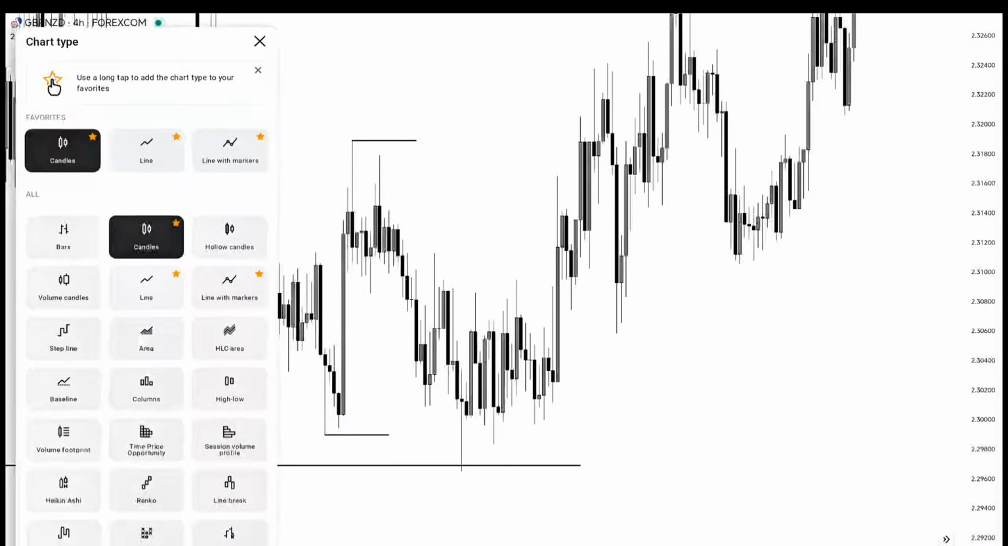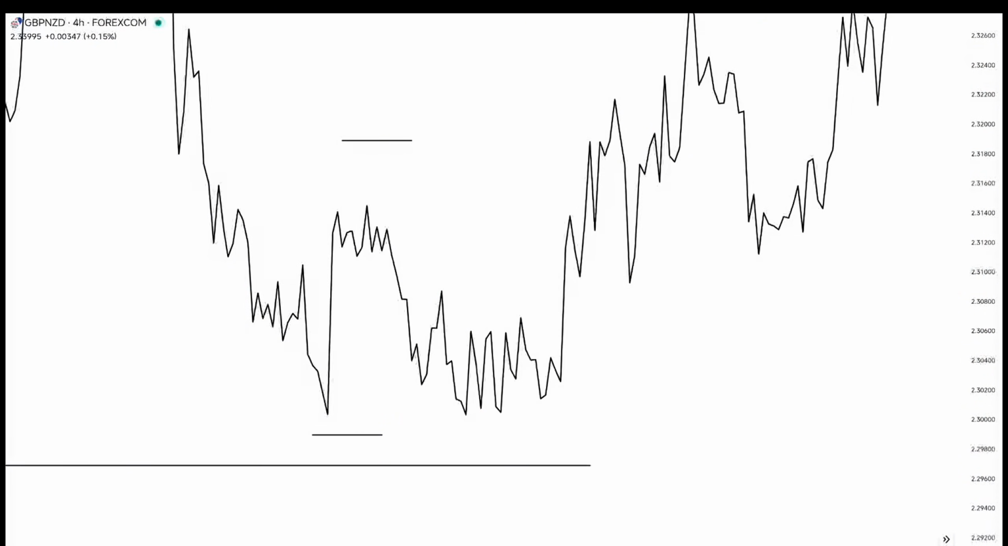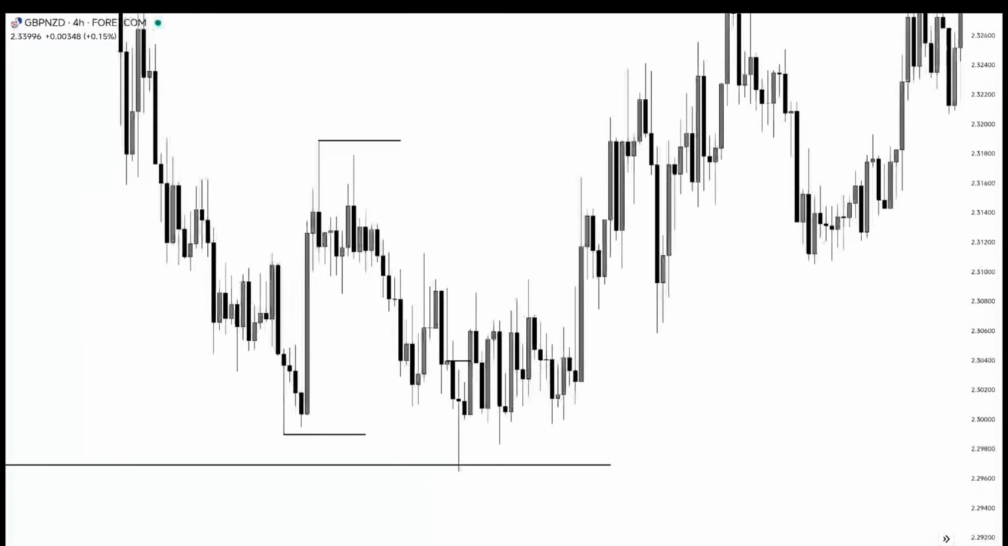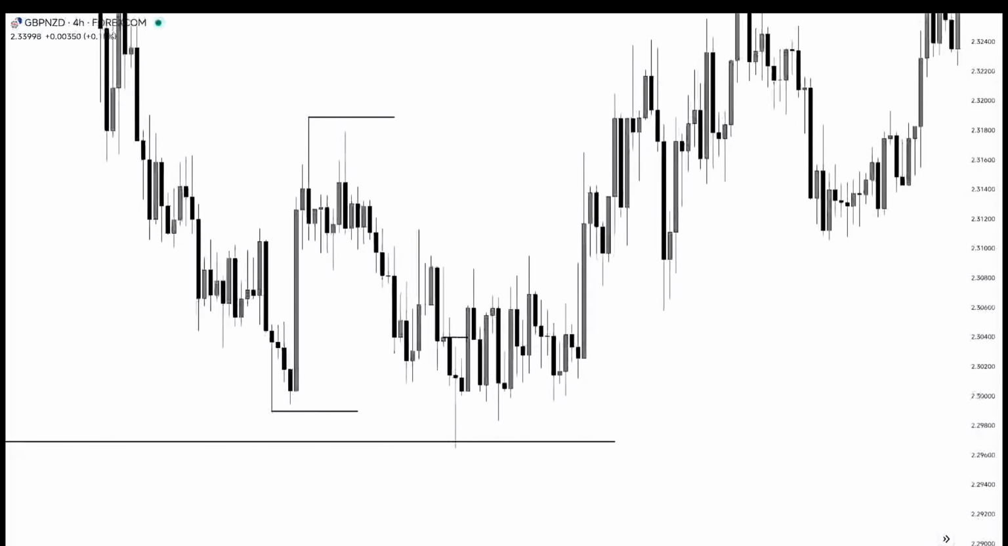So take a look at this. After this rejection that happened here, we have this breakout here, right? This particular breakout that happened here. Basically you see that this breakout makes more sense, right? So how do you now frame your entry?